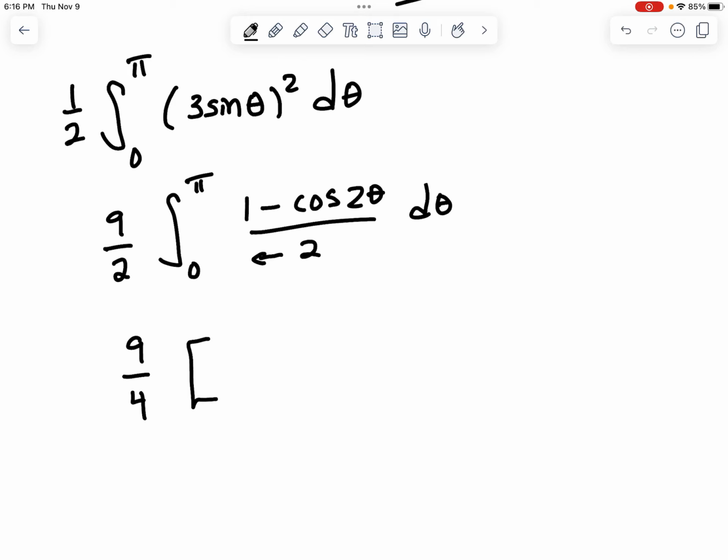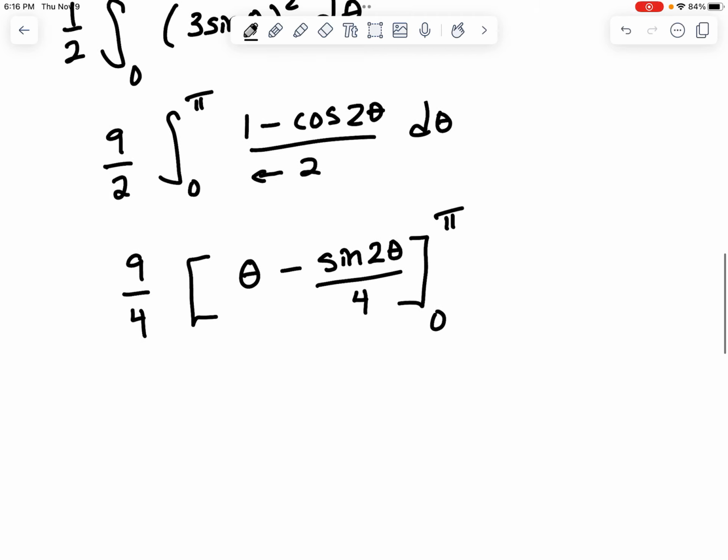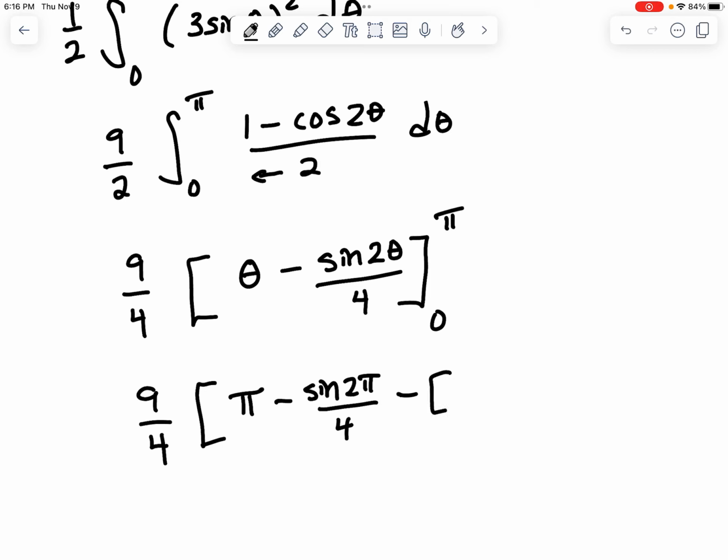And after I do that, the antiderivative of 1 is theta. And the antiderivative of cosine is sine. But once again, because of the chain rule, I have to divide by an extra 2, which now means this is divided by 4. And we're evaluating from 0 to pi. So we have 9/4, and then pi minus sine of 2 pi over 4. Minus, well, when you use 0, the theta becomes a 0, and then there would be minus a sine of 2 times 0, so sine of 0, aka zero.